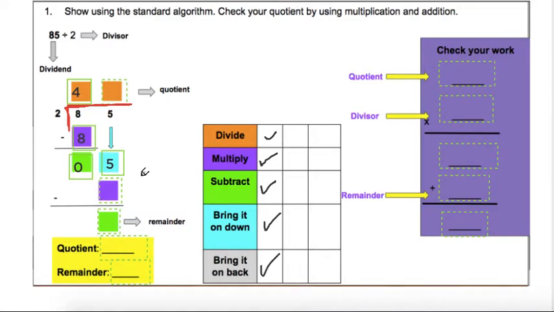Y'all, bring it on back means we're just starting from the very beginning. So we're going to start all the way back at divide. Divide, multiply, and subtract. Bring it on down and bring it on back. Divide. This time, we're dividing 2 into 5. How many times does 2 go into 5? In other words, 2 times what number gets me closest to 5? What do you guys think?